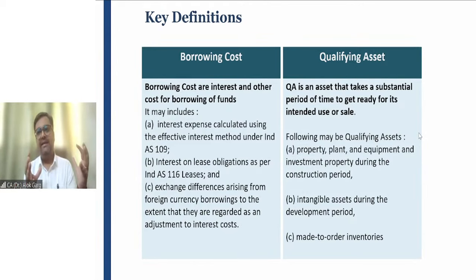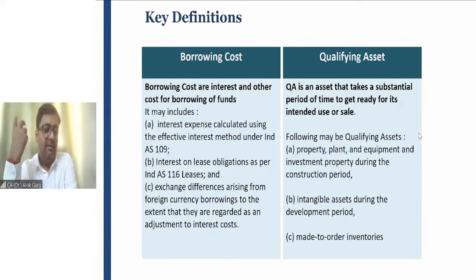A qualifying asset is an incomplete asset. A qualifying asset is a work in progress asset. But this car, this ready to use office, these are complete assets. So on a complete asset, borrowing costs are not going to be capitalized. Sir, how will we be able to understand whether it is complete or a qualifying, I mean to say incomplete, asset? Friends, you have to see the intention of the management.